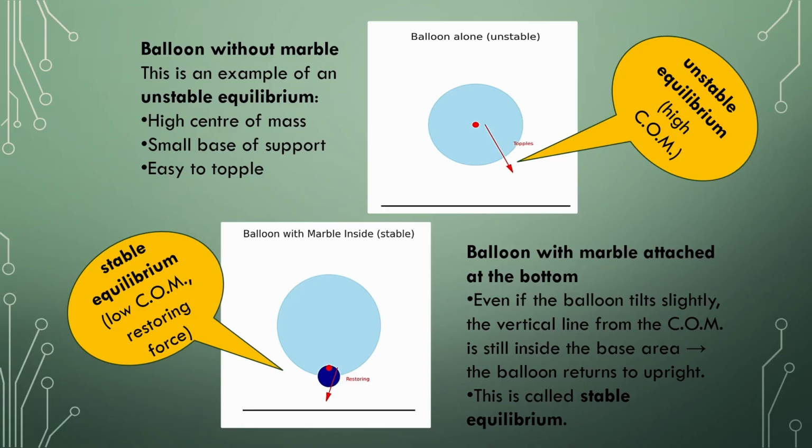Now we can conclude what the physics behind it is. The stability of an object depends on the height of the center of mass. The lower the height of the center of mass, the more stable the object will be. Similarly, if we have a larger base area, the object will be more stable. And if the vertical line of the center of mass is within the base area, then also the object will be stable. So in this video, we have added a marble to lower the center of mass to effectively anchor the system and make it stable.